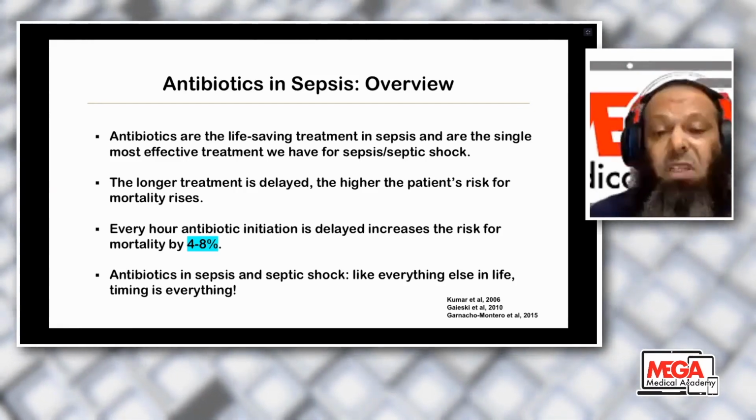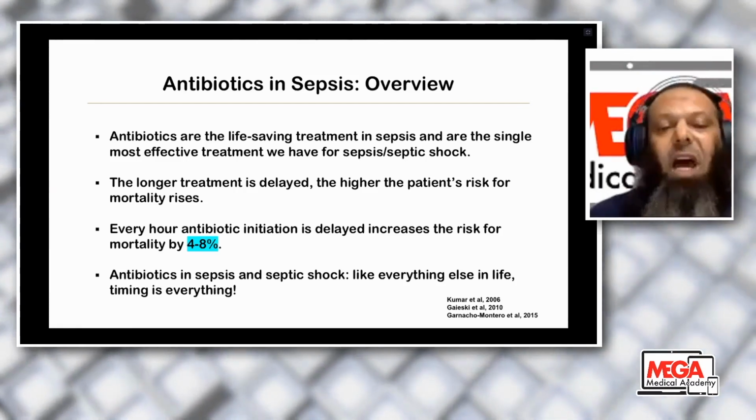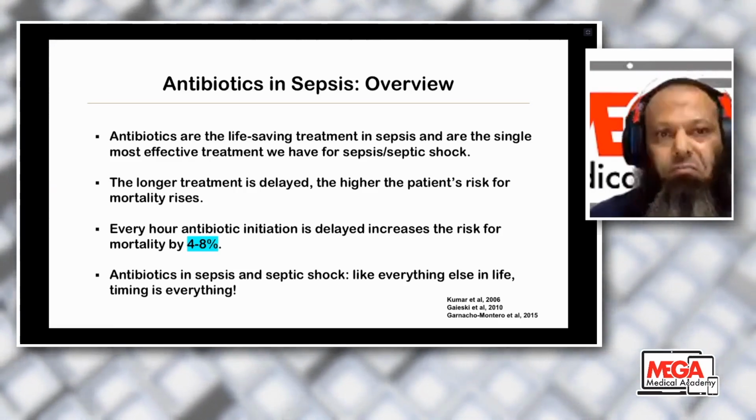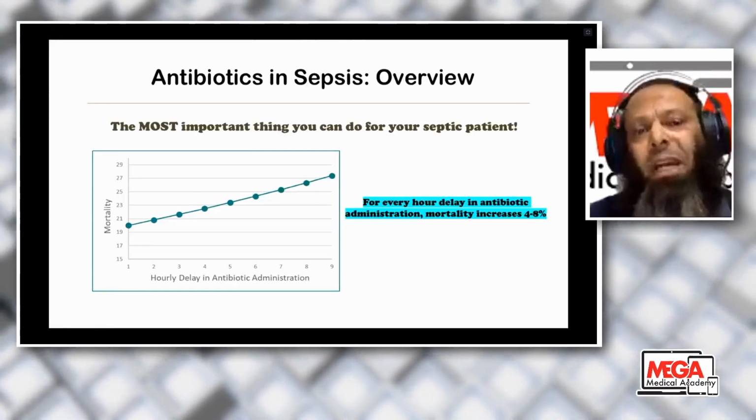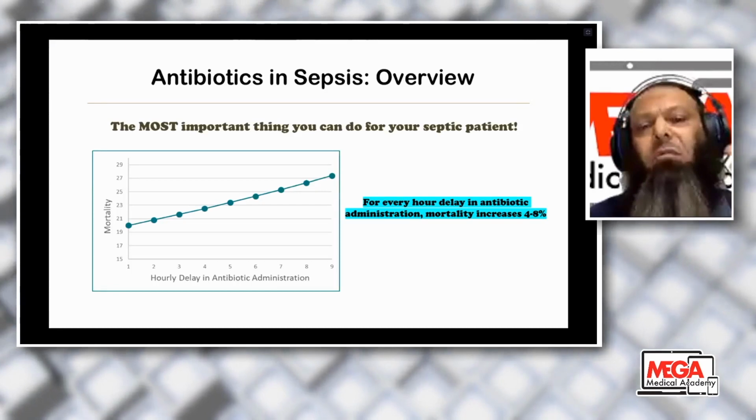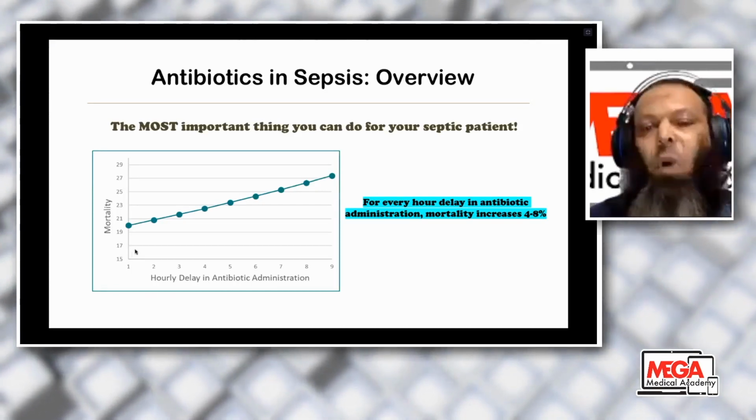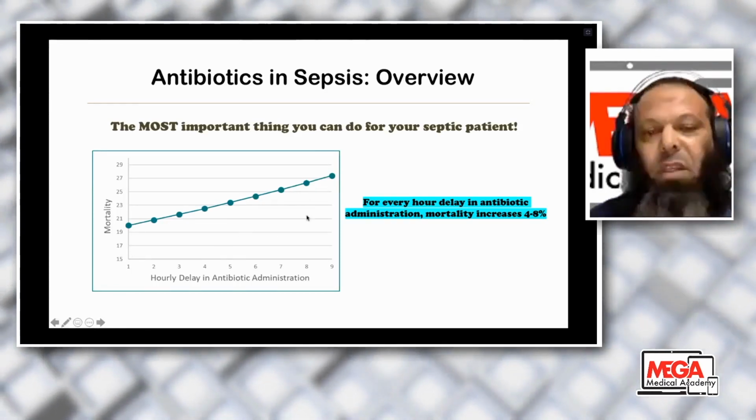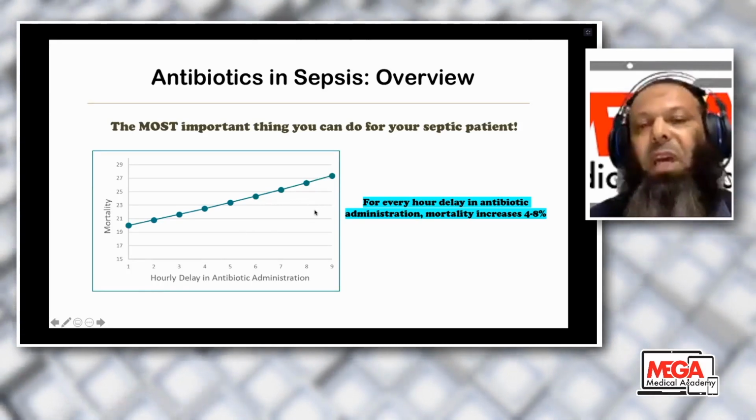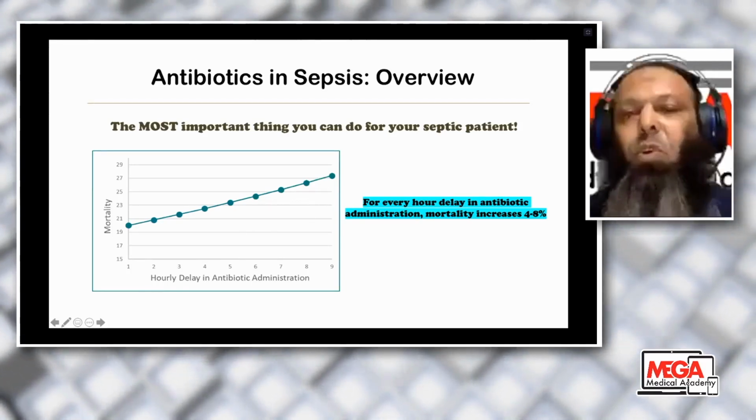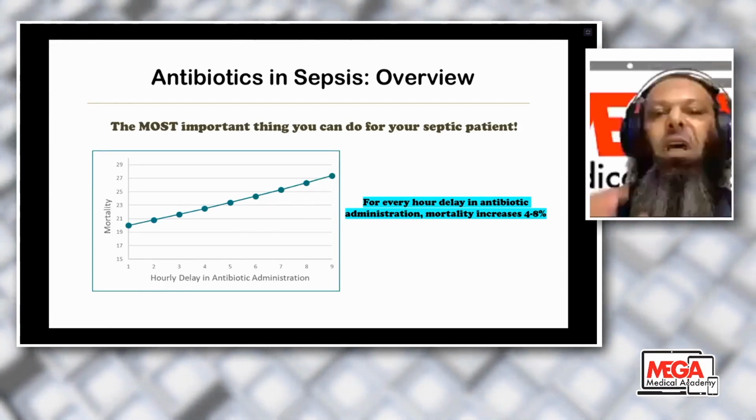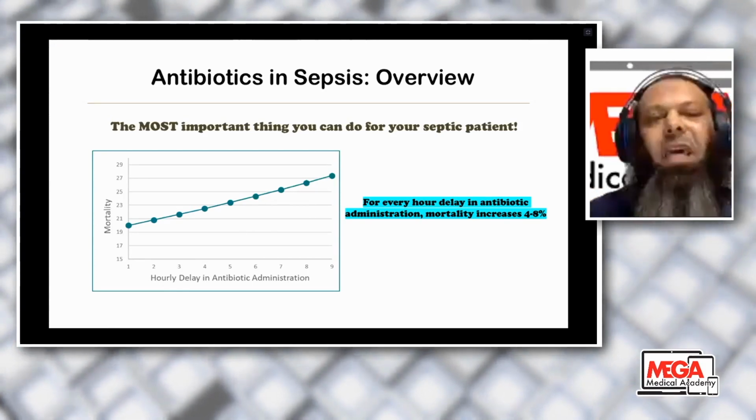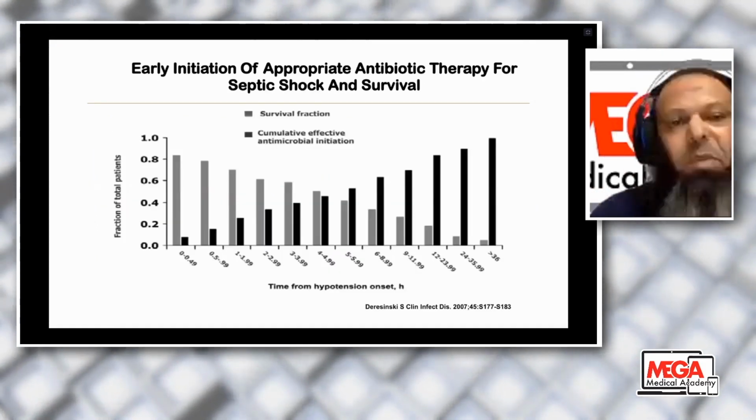Antibiotics in sepsis and septic shock, like everything else in life, timing is everything. And this is a graph that translates what we said, that for every 1 hour delay in antibiotics, there is an increase of mortality up to 8%. So the most important thing you can do for your septic patient is do not delay the antibiotic administration.